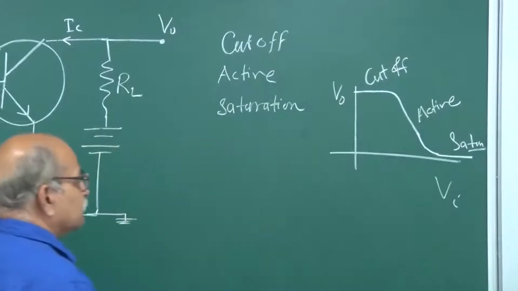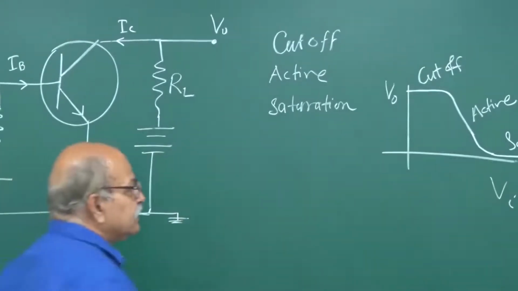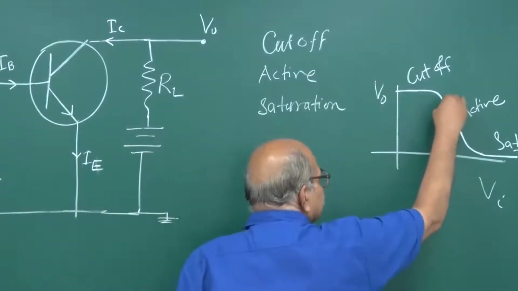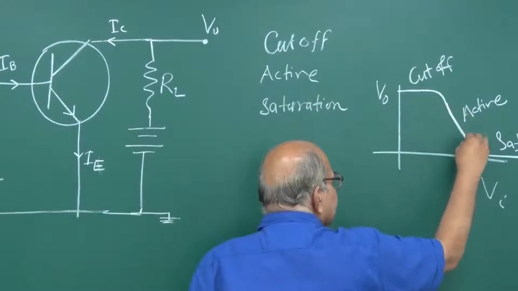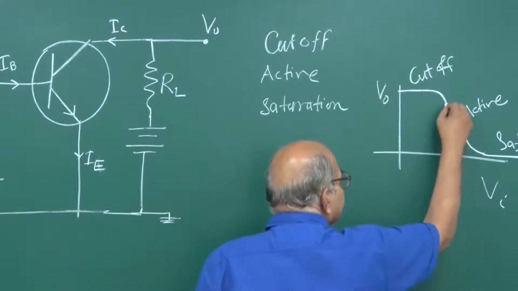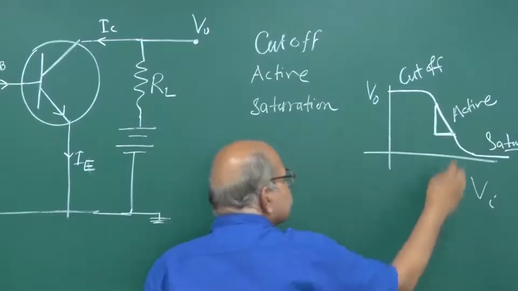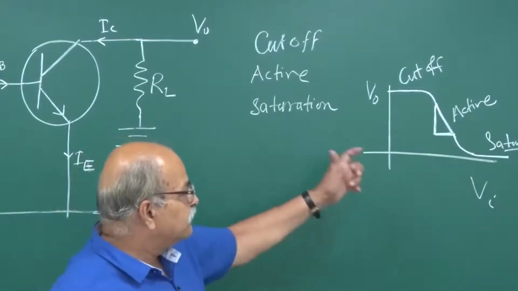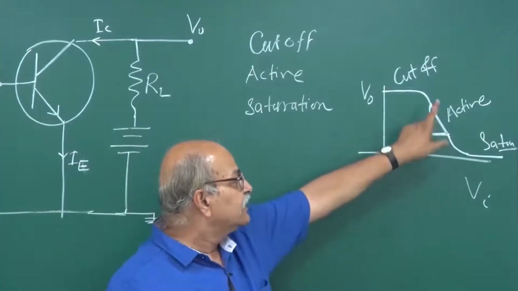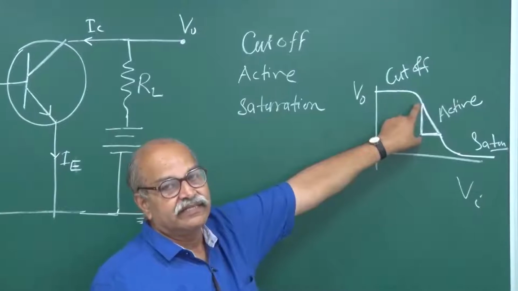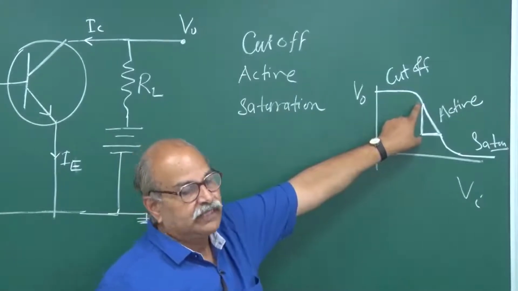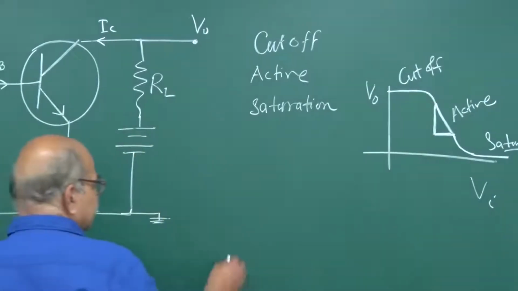This we talked. And then in the active region, in this linear region, if you increase VI, then this VO decreases, but there will be an amplification, a small change in VI will lead to a large change in this VO, and that is the amplification, that is the voltage gain.